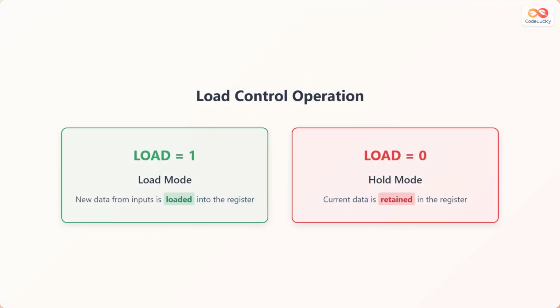The operation of the parallel load register is governed by the load control signal. When load equals 1, the register operates in load mode. In this mode, new data from the inputs is loaded into the register, overwriting any previous data. When load equals 0, the register operates in hold mode. In this mode, the current data is retained in the register and remains unchanged. It is not affected by any new inputs.